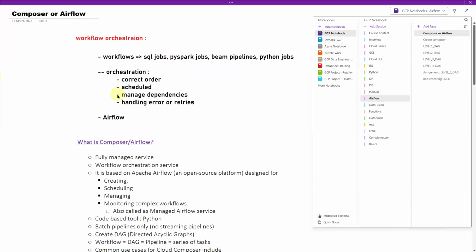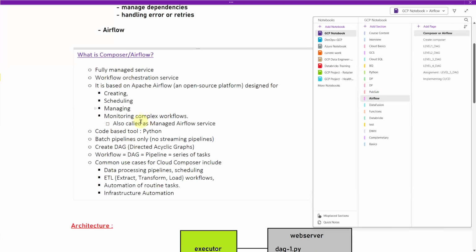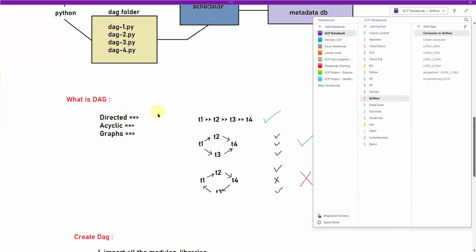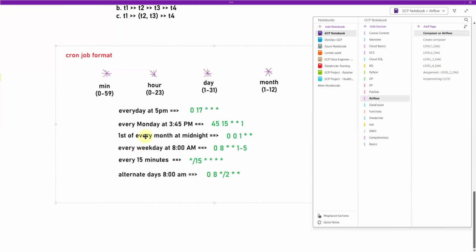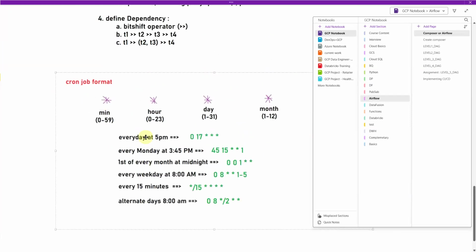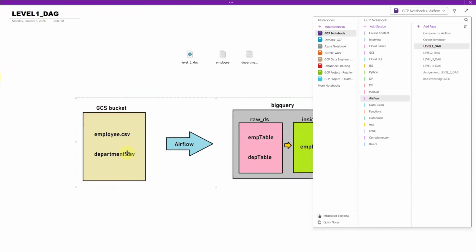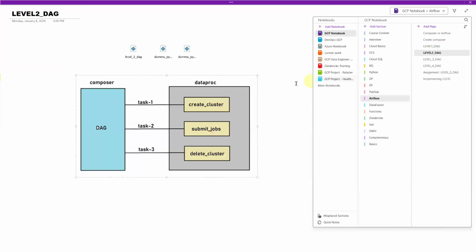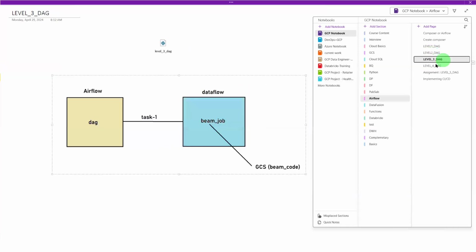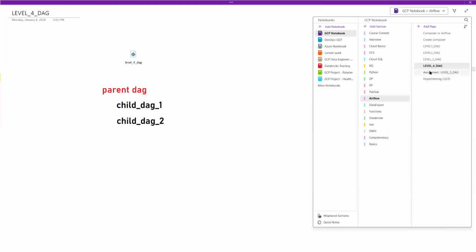What is workflow orchestration? What is Airflow? The architecture, DAG, create a DAG, cron job format and everything. Level 1 DAG for the SQL jobs. Level 2 for the PySpark jobs. Level 3 for the Beam jobs. Level 4 for the parent DAG, child assignment for you.